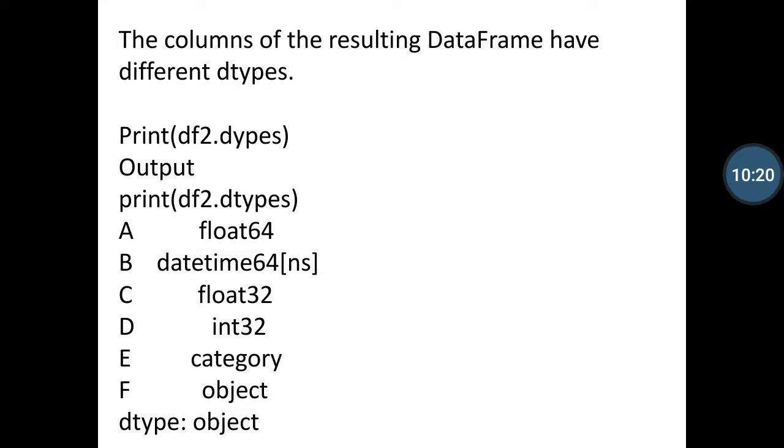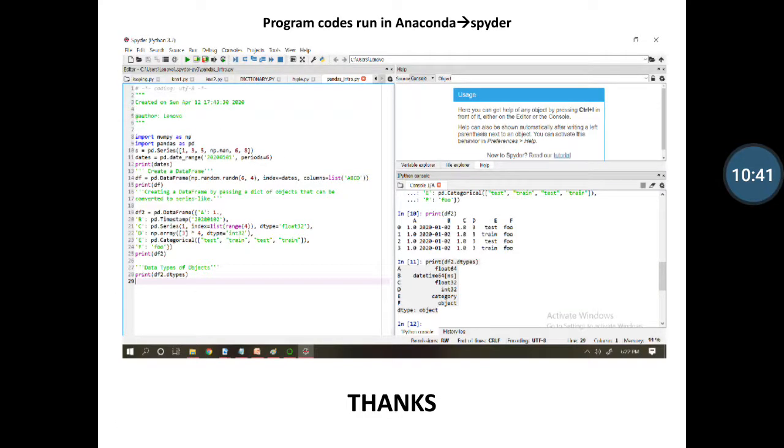The columns of the resulting data frame have different data types. So I want to define the data types that are used in the data dictionary in a data frame. So I write the code print df.dtypes. The output is displayed on the slides, you can see easily. The code behind the above programs is displayed on the slides. You can easily see the slide and make the programs using Anaconda, Spyder.